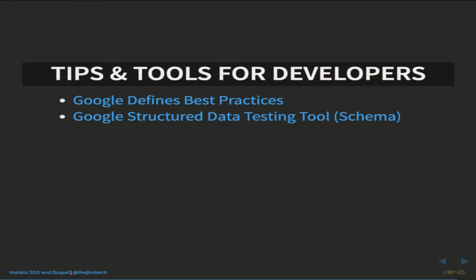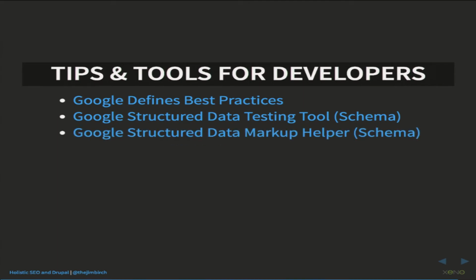Google has a structured data testing tool. So if you have structured data on your site, you can have Google scrape it, read it, and tell you what it actually sees. Really good to test. There's also the Google Structured Data Markup Helper. On the flip side, if you're building all this stuff out, you can put in your data and it will output schema so you can then make your HTML look like that.